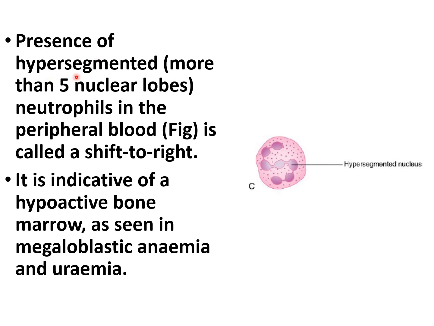Now the presence of hypersegmented neutrophils, meaning more than 5 nuclear lobes, in the peripheral blood is called shift to the right. So this is a hypersegmented nucleus. More than 5 lobes are present in the nucleus of the neutrophil. The presence of this hypersegmented neutrophil in the peripheral blood indicates shift to the right, and it indicates hypoactive bone marrow as seen in megaloblastic anemia and uremia.